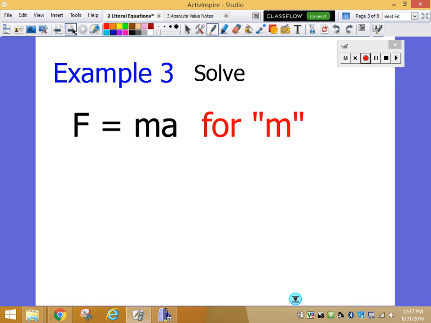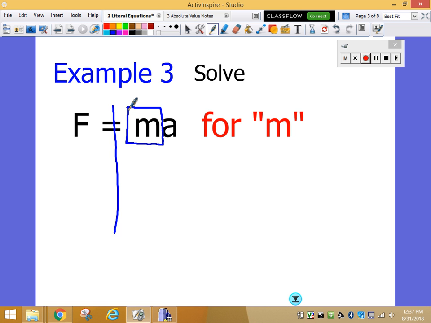Write this one down. F equals ma. This is a science equation. Force equals mass times acceleration. So what if your teacher asks you to find mass? Well, knowing how to do this is going to help. So again, I box in the letter that I'm looking for.